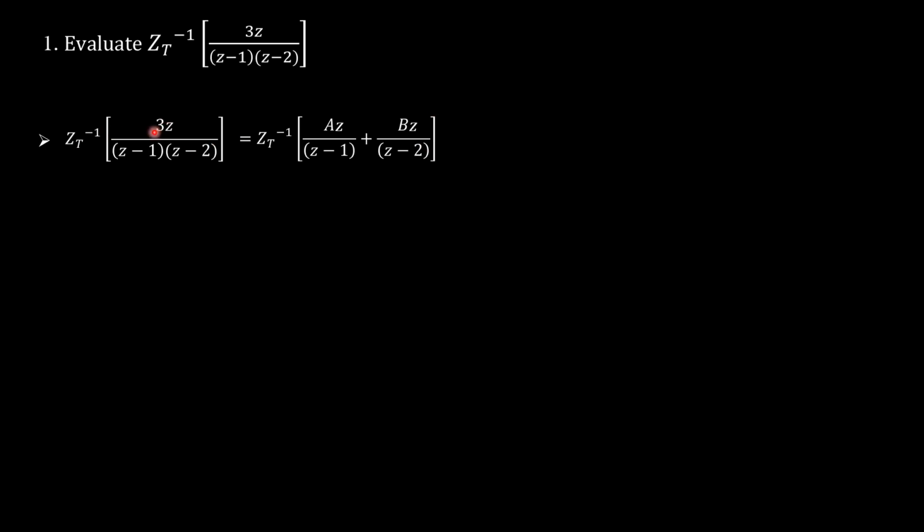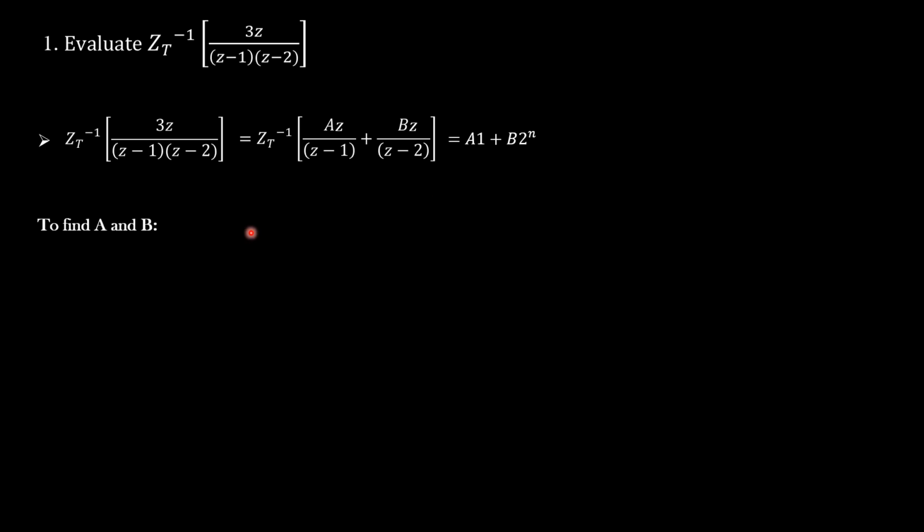Therefore, the inverse z transform of 3z divided by (z minus 1)(z minus 2) is equal to the inverse z transform of Az divided by (z minus 1) plus Bz divided by (z minus 2). But the inverse z transform of z by (z minus 1) is 1, and the inverse z transform of z by (z minus 2) is 2 power n. Therefore, it is A into 1 plus B into 2 power n. Now, we have to find A and B values.